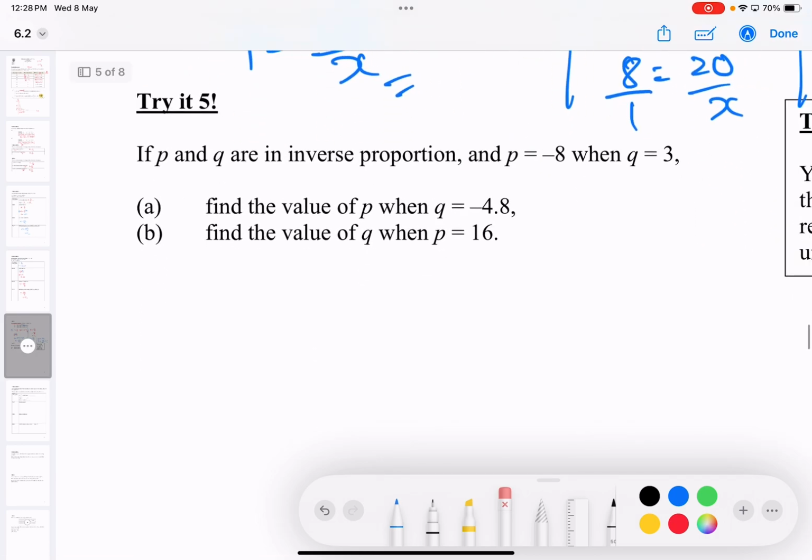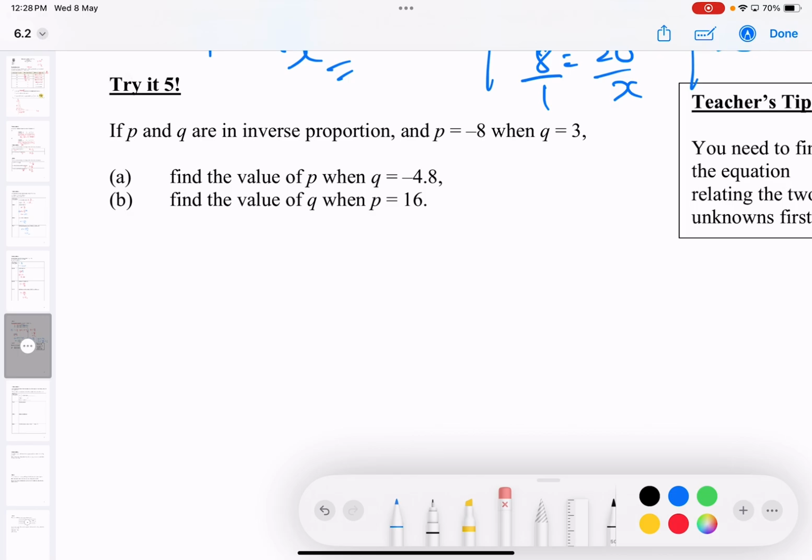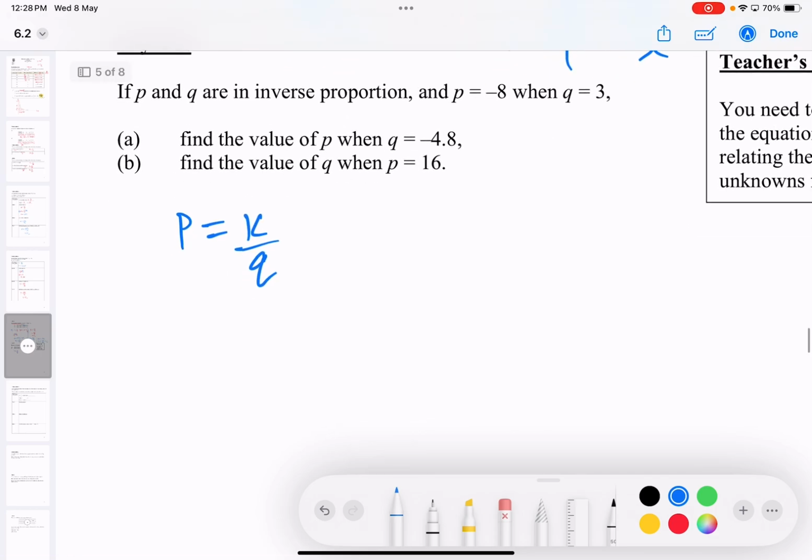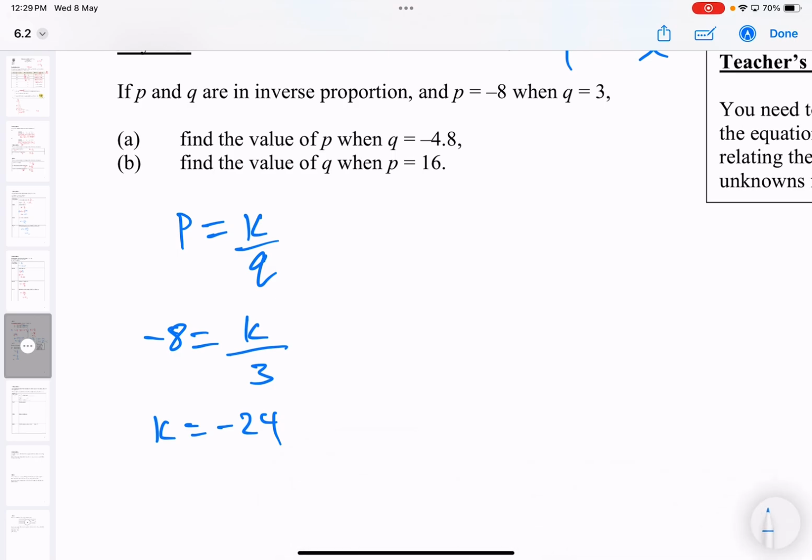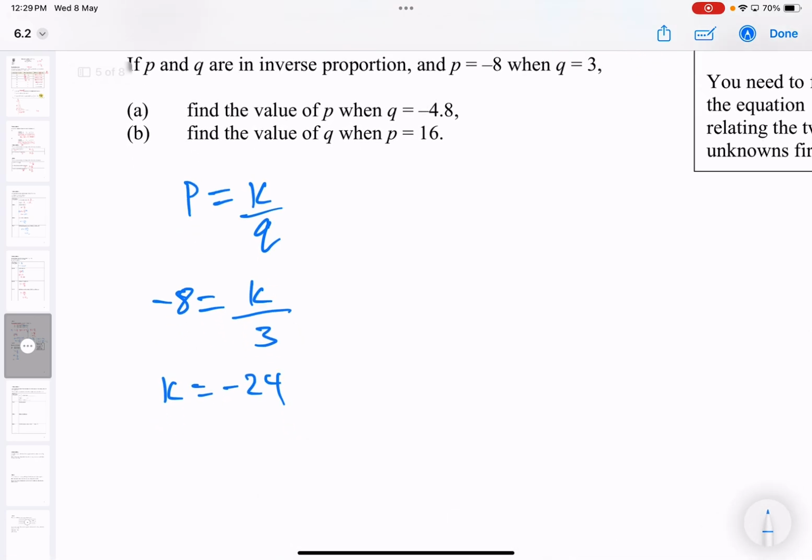Okay, for those of you who are really lost, I help you out on the first step. P is inversely proportional to Q, so you should be able to write P is equals to K over Q. That is your very first step. And then you should find the value of K. They say P is negative 8 when Q is 3, so negative 8 equals K over 3. Cross multiply, K is equals to negative 24. I stop here. I already found you the value of K, so you should be able to continue and answer the question.